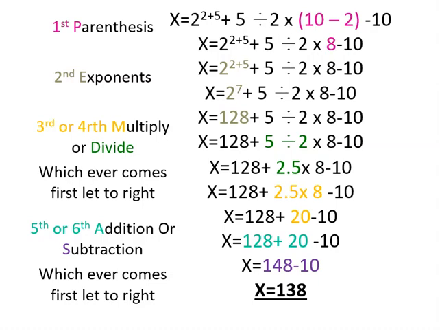So first we start with parentheses. You would work out whatever is between the parentheses. In this case, we have 10 minus 2. That equals 8 right here.